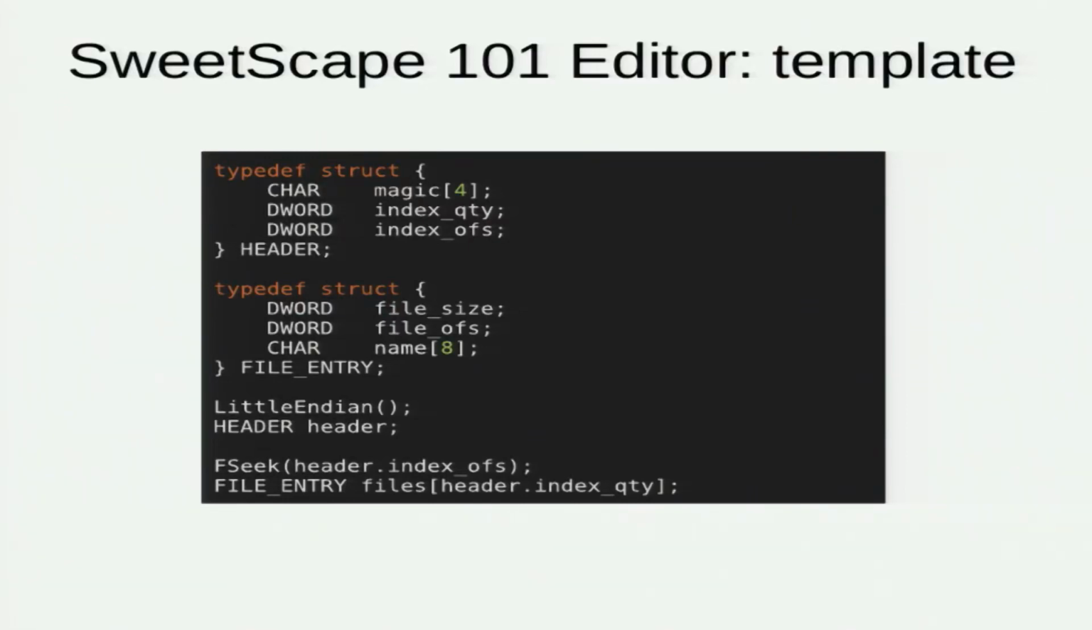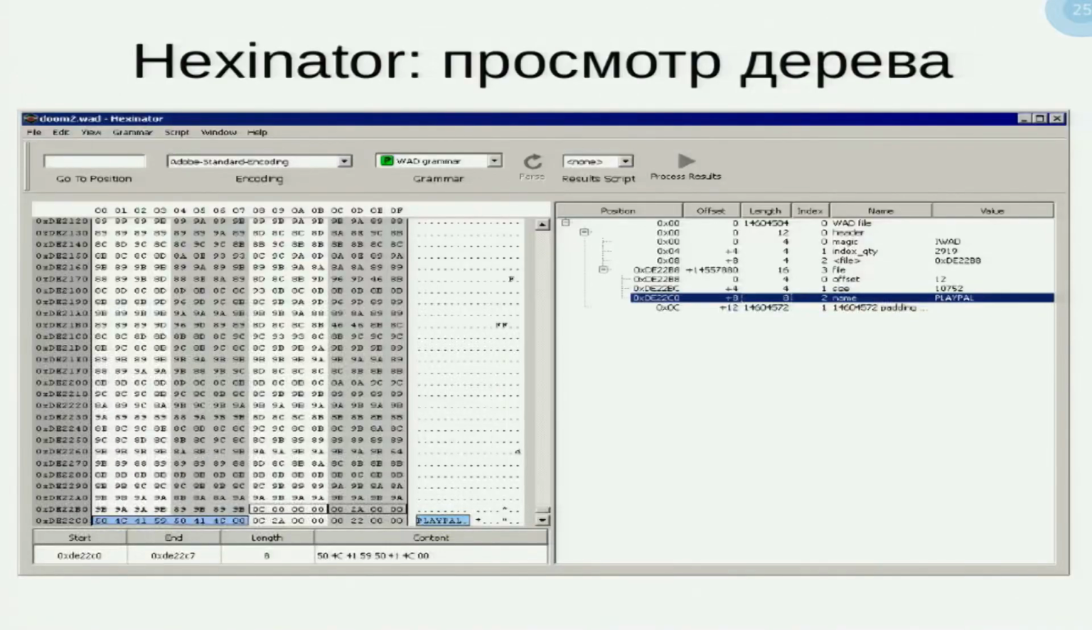This is an absolutely imperative type of code, and please pay attention to that. We create two structures, the header structure and the index entry structure. And then we're saying that first we have a header, and we do it imperatively by calling some function to move, and then assign the file entry array. The Hexinator looks similarly.